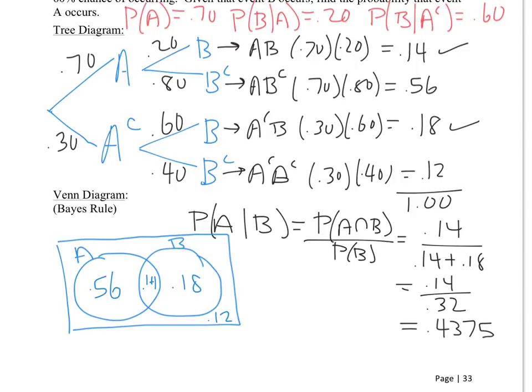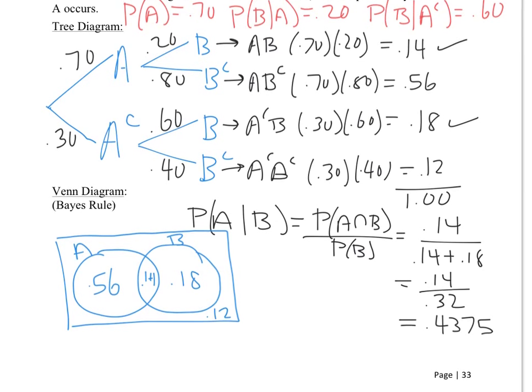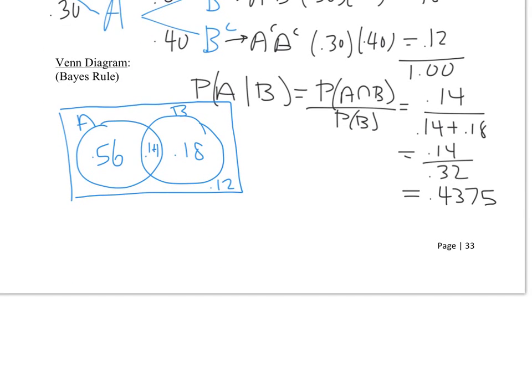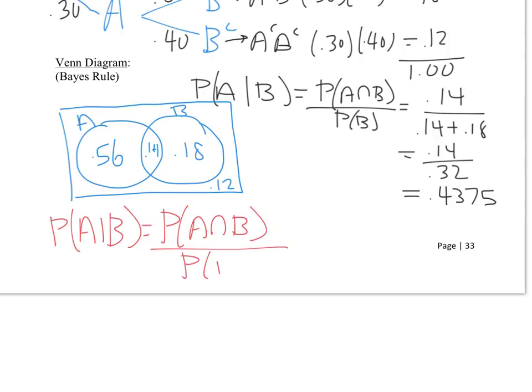So now if you want to look at the same calculation and you had this information placed into a Venn diagram as opposed to just listed out next to the tree here, we can do the same probability calculation. Sorry, we're getting a little squished right here. But the probability of A given B expands out into the probability of A intersected with B over the probability of B.